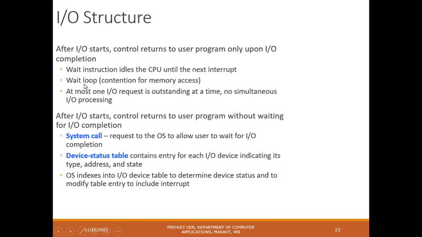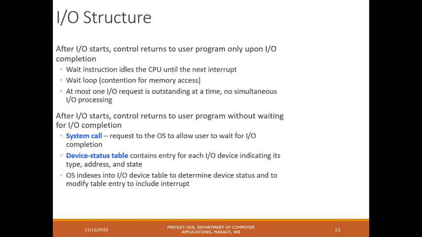Next, it goes to the wait loop. As I have told, the waiting state is there when a particular program is requesting some input, and at that time it goes to the waiting state. And at most one IO request is outstanding at a time, no simultaneous IO processing. So if you have one IO request outstanding, outstanding means that it is actually required to be given, but it has not been given. At that time IO processing will be stopped there.